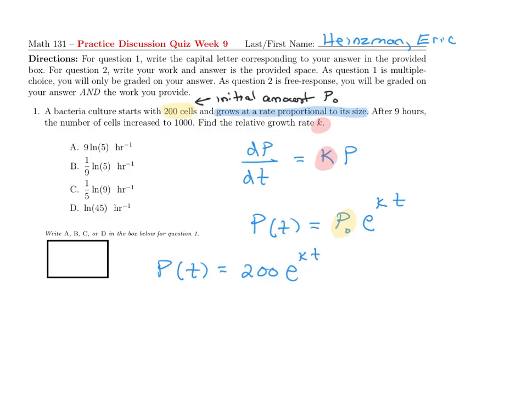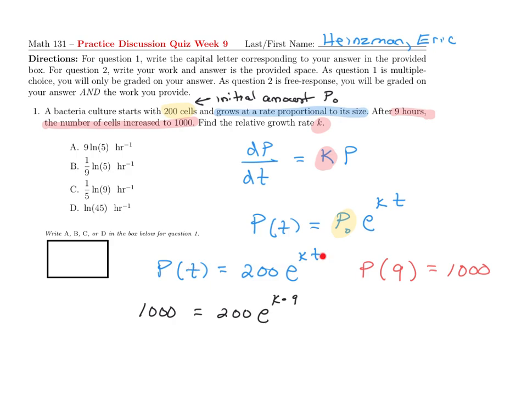Now there's another piece of information in this problem. It says that after 9 hours, the number of cells has increased to 1,000. What this means is if you put 9 hours here, the output is going to be 1,000. If you write that as a function, that's P of 9 is equal to 1,000. In other words, if you put 9 in place of t, you'll put 1,000 in place of P of t. Let's fill that in: 1,000 is equal to 200 times e to the k times 9.